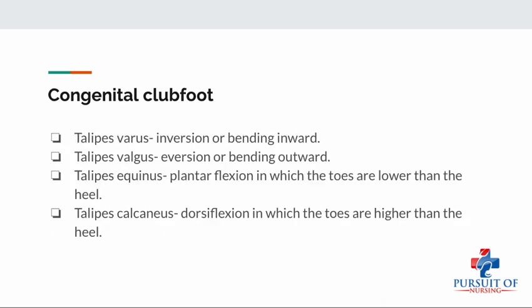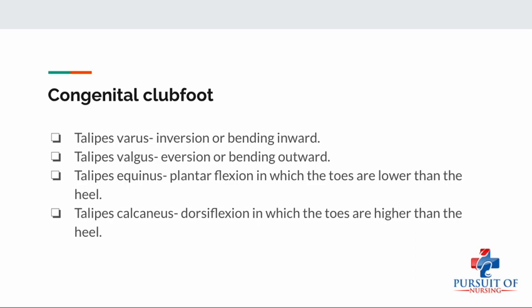So congenital clubfoot. You have 4 different types. You have varus, which is inversion or bending inward, valgus, which is eversion or bending outward. You have equinus, which is where there's plantar flexion, and then calcaneus, which is where there's dorsiflexion. Definitely know the difference between those.